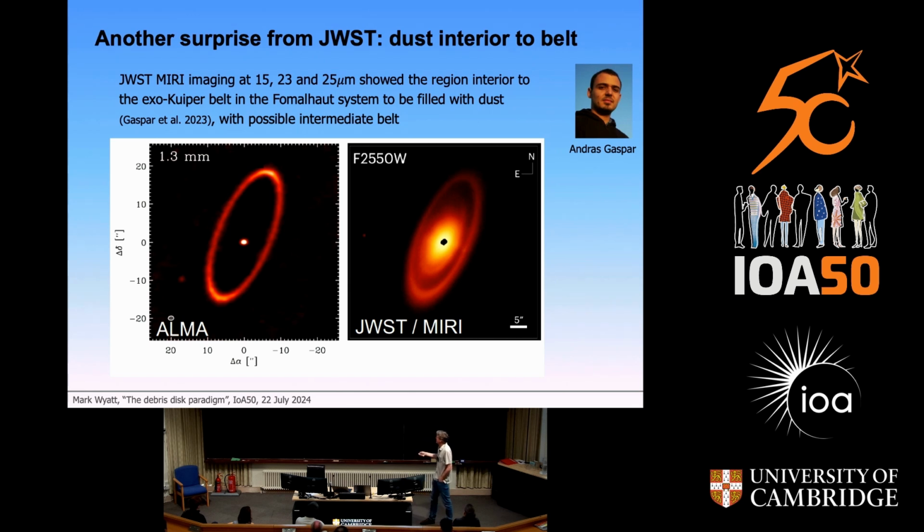But probably the neatest result that I've seen from JWST is this result from Andras Gaspar, which shows the Fomalhaut disk, which with ALMA we see as a planetesimal belt, and then there's a cleared inner region here. But when you look with JWST, you see that this inner region, where we thought there'd be planets, which is why there's nothing there, is actually filled with dust. And there's also even tentative evidence of an intermediate dust belt. And this is neat because it actually applies to every star that we've looked at so far. There's also Vega, HD 107146, Epsilon Eridani. There are results coming out over the next year that will show that this is a common feature.